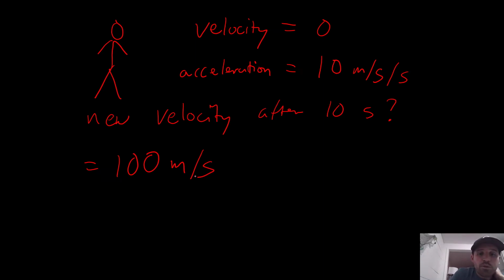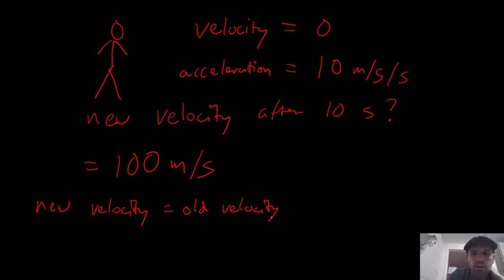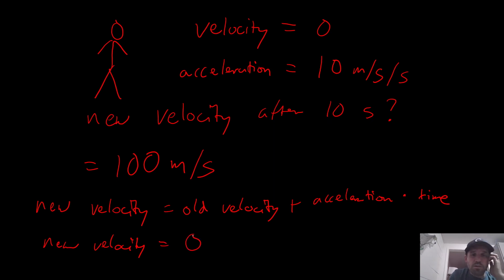So we can apply this formula: the new velocity is equal to the old velocity plus acceleration multiplied by time. So in this case, that new velocity is equal to 0, if we're starting out at just jumping from the plane, plus this 10 meters per second multiplied by 10 seconds.